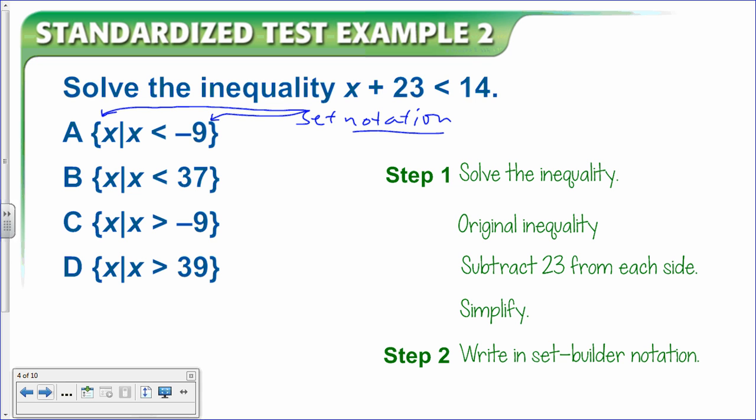It says for all values x, x has to be greater than whatever the number is. Now to solve that, I basically just do what? X plus 23, write the original inequalities, subtract 23 from both sides. And simplify it. X is greater than, or I'm sorry, less than what? Negative 9. So your answer would be A, wouldn't it? Okay.